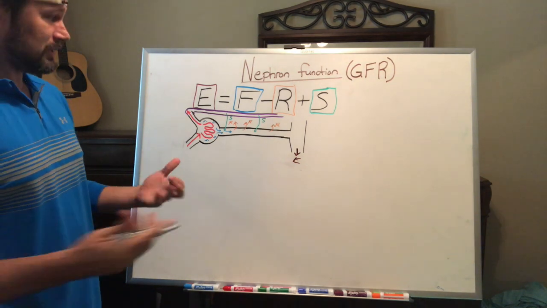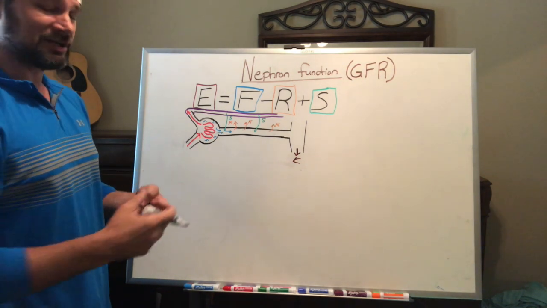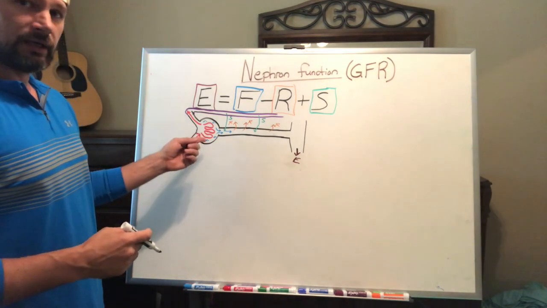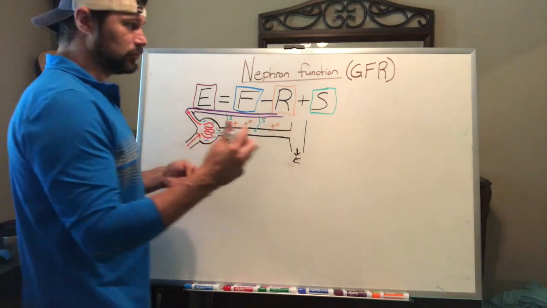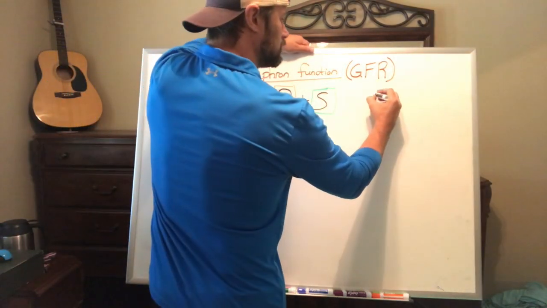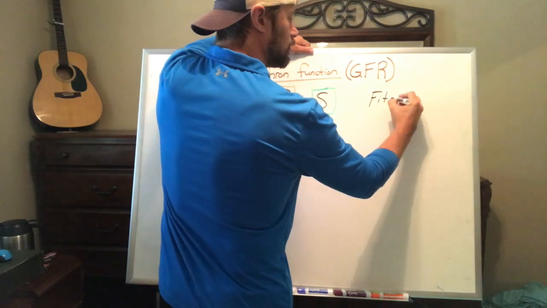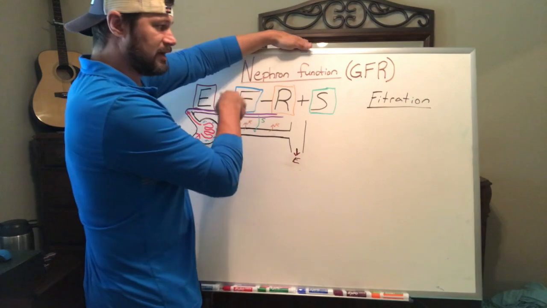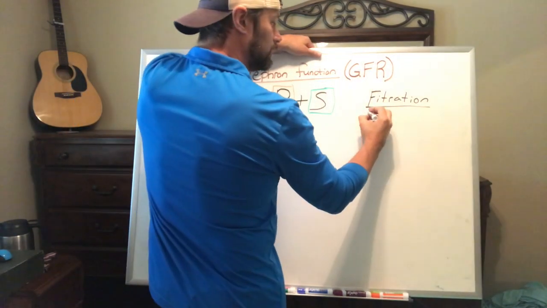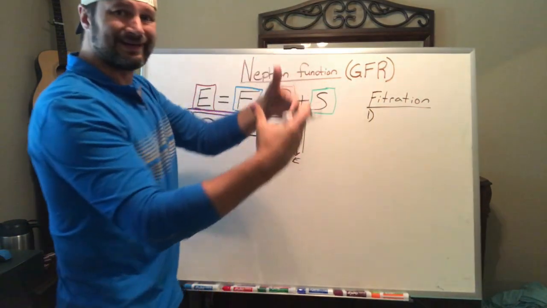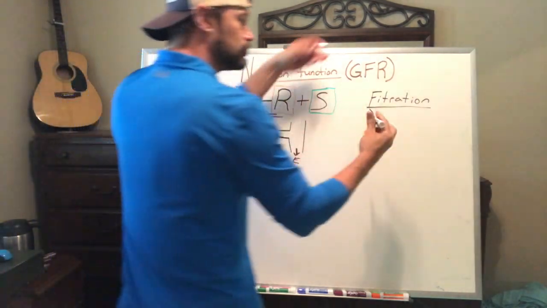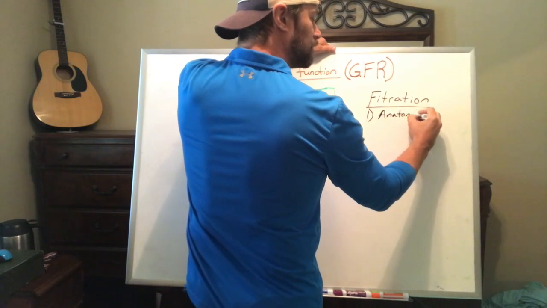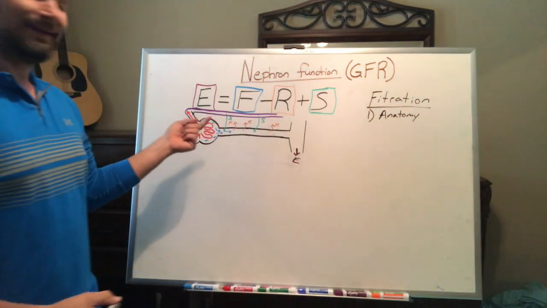And I'm not a very good artist, as you can tell, so I'm not going to try to draw a whole bunch of stuff. What I'm going to say is that filtration occurs because of two reasons. Filtration is going to have two variables that control it. So this is going to be F right here. Filtration is one controlled by the anatomy of the glomerulus. Structure determines function, right?